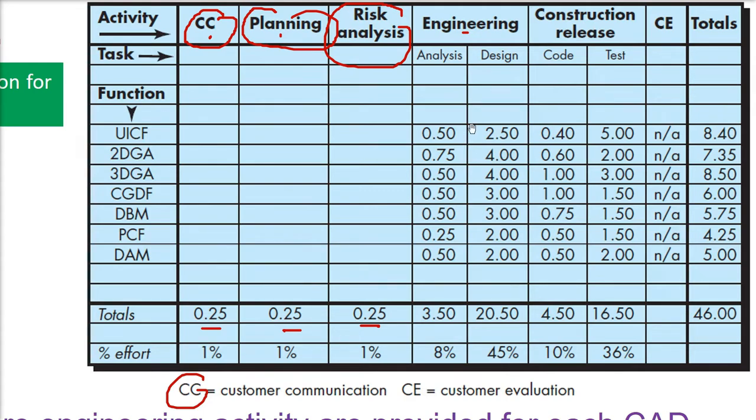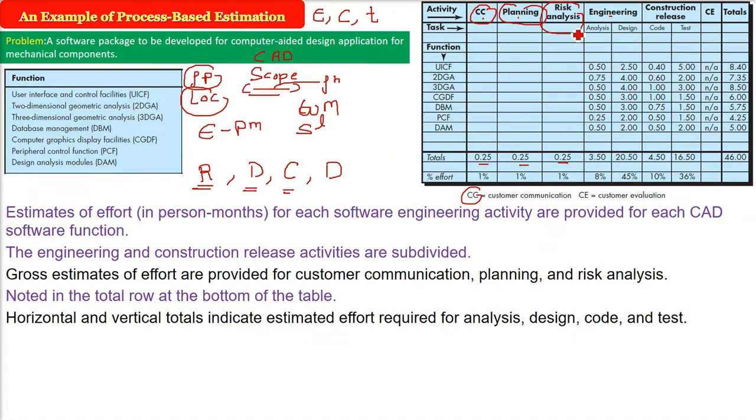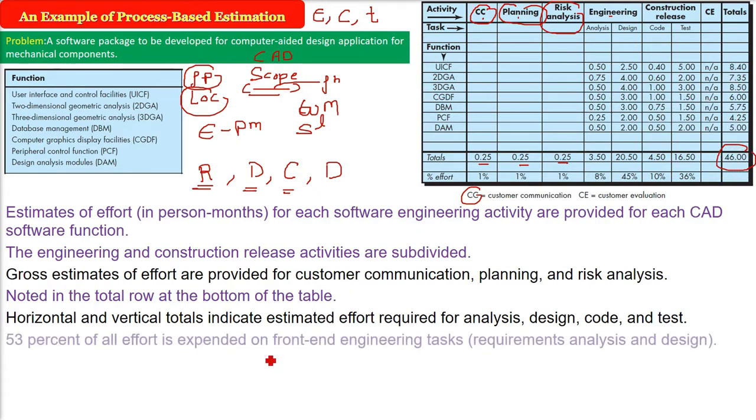So we are finally getting this number 46, which will be the base for other computation of the time and cost, etc. You see this engineering activity, requirement engineering activity, 45 and 8, 53% of the task is this only. So you got the idea? What are the rows and columns and how do we compute it? Now 53% of all effort is expended on front end engineering tasks, that is the requirement analysis and design part. 45% plus 8% is 53%. So most of the work is done here.